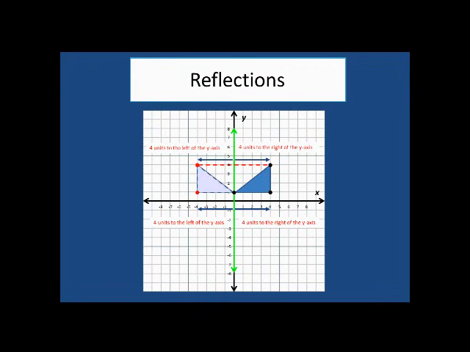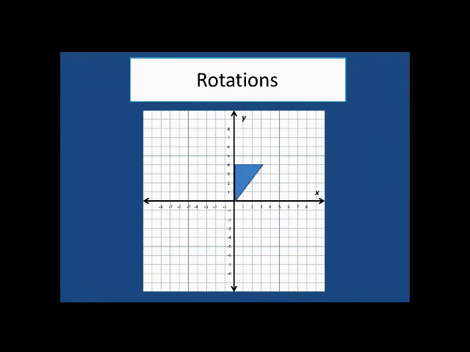Take a look at this line here. If you were to draw a line from one point to the other point on the other side of the line of reflection, it will always hit the line of reflection at a right angle. That is to say, they'll always be perpendicular to each other. Now let's look at rotations.